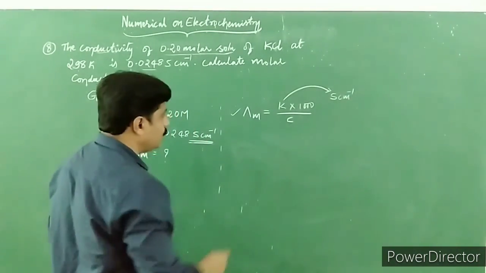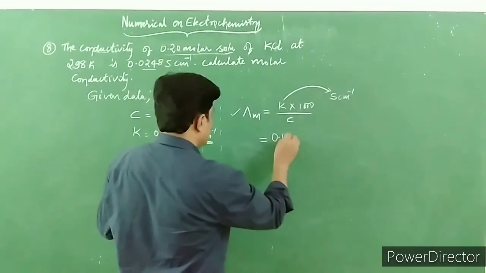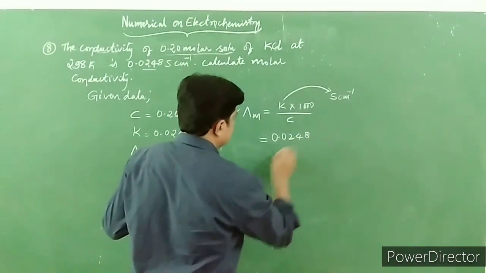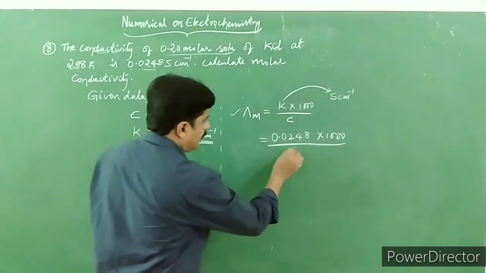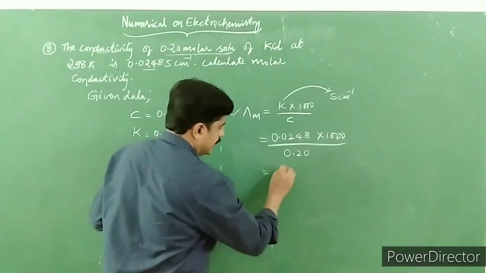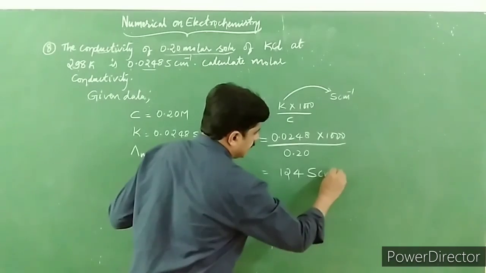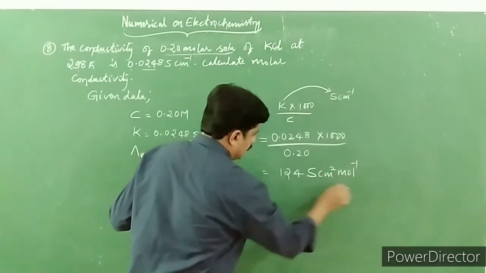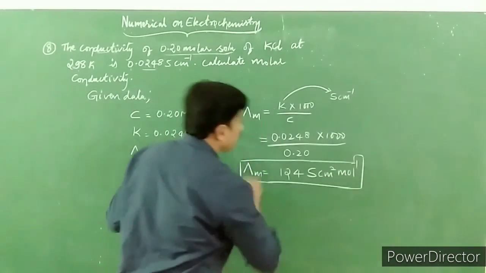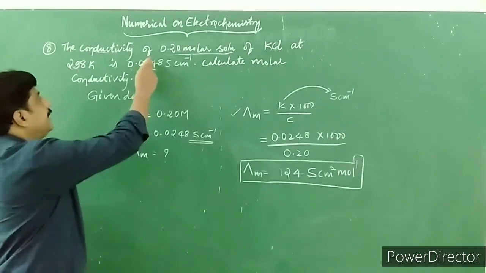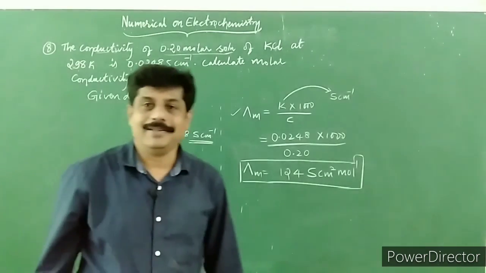Now let me substitute the value. K is how much here? K is 0.0248 into 1000 upon C, how much here? 0.20. Children, if you simplify, you are going to get 124 Siemens centimeter square per mole. This is the molar conductivity of potassium chloride solution with conductivity 0.0248 and concentration 0.20 molarity.